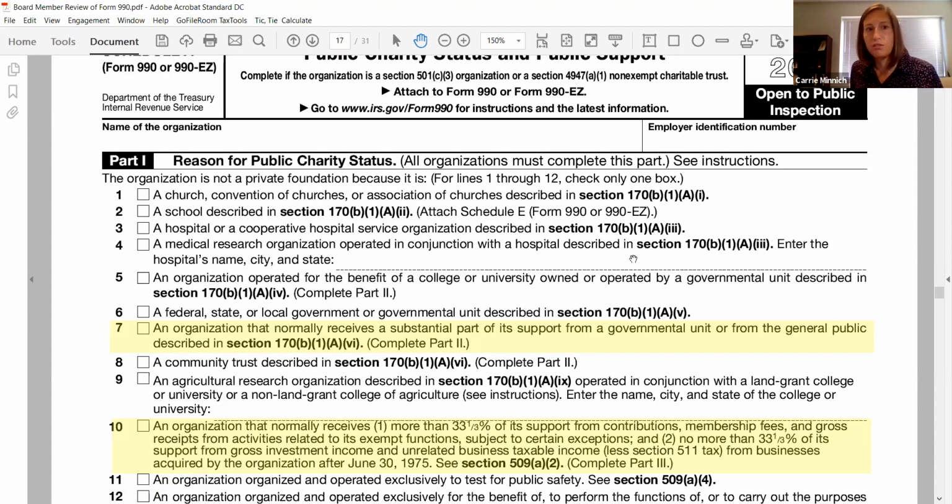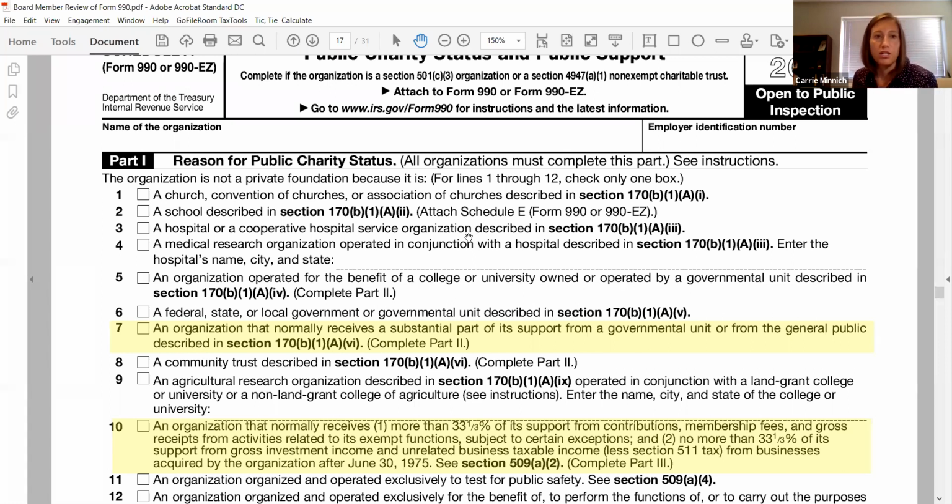If you're a private foundation, you have to file the 990-PF as opposed to the 990. If you're a private foundation, you have to make a certain percentage of distributions each year. And as a private foundation, you have to pay excise taxes. Public charities do not have to do that. So if you're initially determined to be a public charity, the IRS wants to make sure that you are continuing to be a public charity each year, and they use this form to determine that.